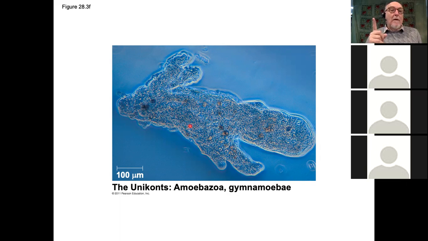Amoeba usually only have one. The ciliates have two. So these are the amoebozoa.